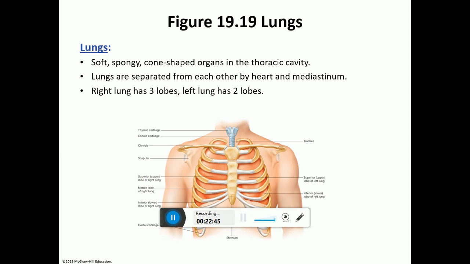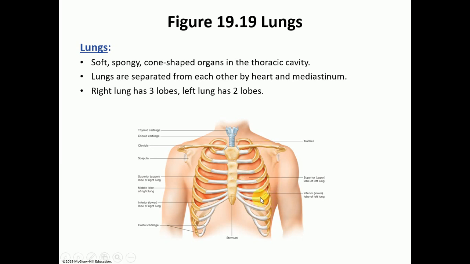Now we're going to talk about the lungs, and the lungs are very spongy tissue. They're found in the thoracic cavity right above the diaphragm, and in the middle, between them, you'll find the heart and the mediastinum. The mediastinum has here the trachea. It also has your primary bronchi.